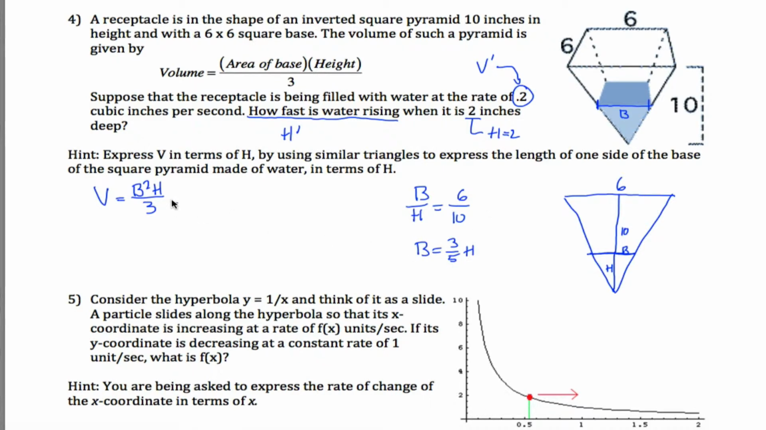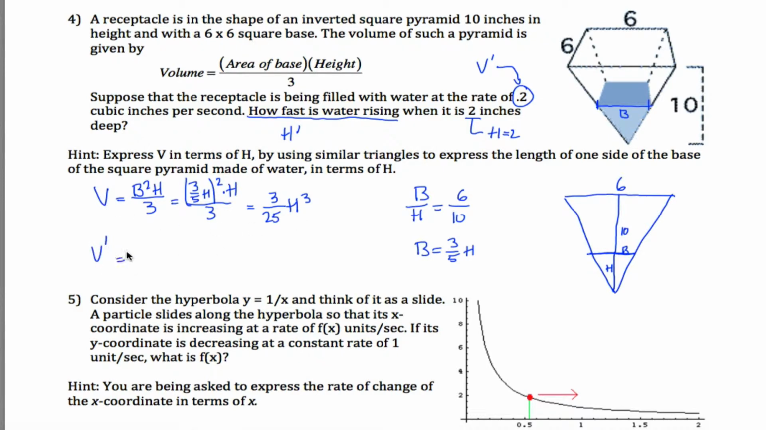So I can rewrite this formula, except everywhere I see a B, I can change it into 3/5 of H. So that thing's being squared times H divided by 3, which I can simplify. That's 9/25. But when you take 9/25 and divide it by 3, you just get 3/25. Then I've got H squared and another H. That gives me H cubed. Okay, so V equals this.